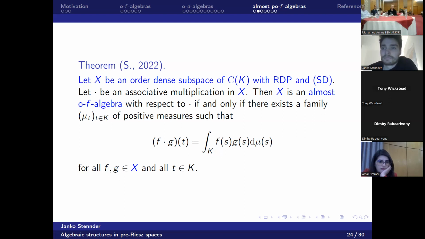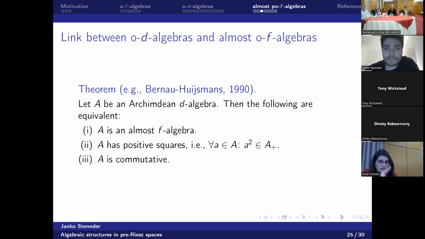But of course, we don't have an easy extension theorem for positive bilinear maps. And the only thing I was able to prove is, with RDP, some kind of Hahn-Banach result, or similar to it, for the bilinear case. So I don't really know if RDP is necessary here or not. This was just the only thing I could manage. Yes, and then I want to close with the link between OD algebras and almost OF algebras.